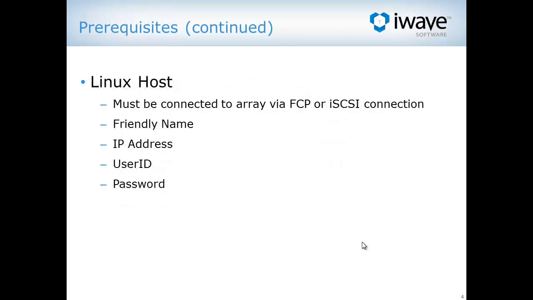And finally, for the Linux host, again, we need to understand whether the host is connecting via FCP or iSCSI. In this case, obviously, it's FCP. Provide a friendly name, as well as the address and credentials that have administrative privileges on the Linux host.